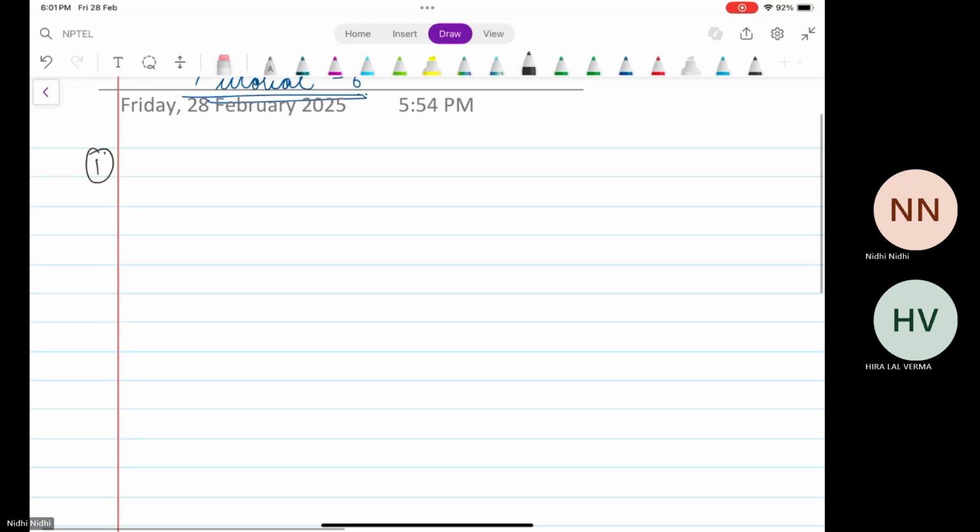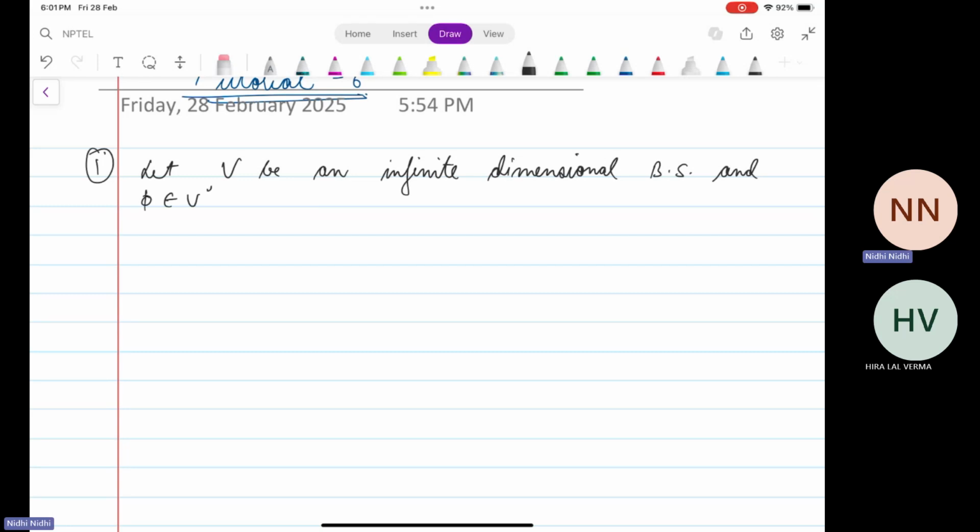Number one, let V be an infinite dimensional Banach space, and phi belonging to V star be a non-zero bounded linear functional defined on V. Let Z denote the null space of phi.